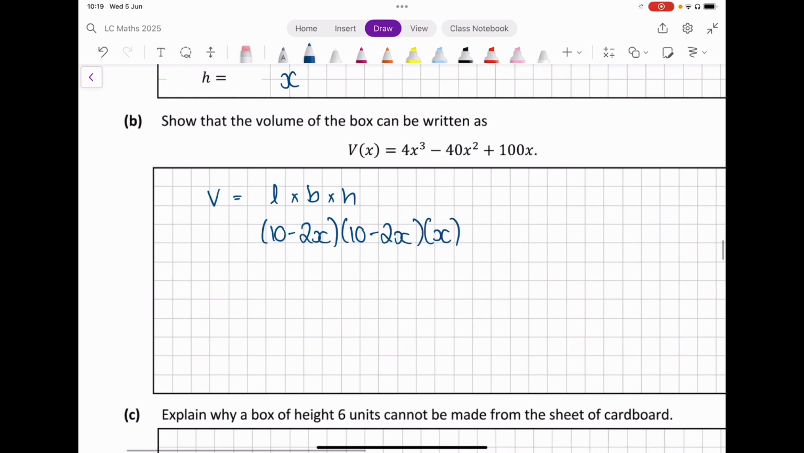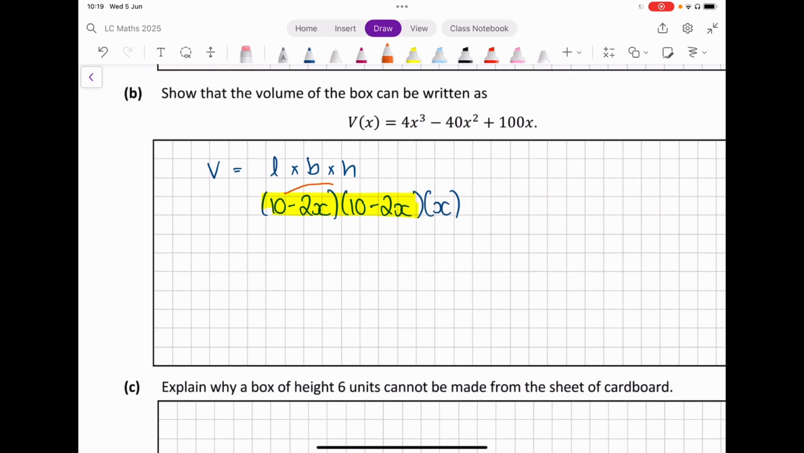So my first job here is I'm going to actually multiply out this here first, okay? And then I'll multiply in the x at the end, all right? So if we multiply that out, we're going first by first, first by second, second by first, second by second, or you can split the bracket if you want, okay? So I know that it all has to be multiplied by x at the end. So 10 by 10 is 100. 10 by minus 2x is minus 20x. Minus 2x by 10, sorry, that should be an x, is minus 20x as well. And minus 2x by minus 2x is plus 4x squared.